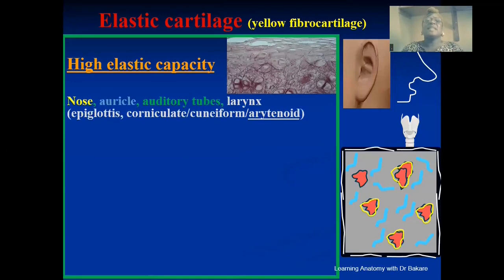So elastic cartilages are found in the nose, if you look at this image here, you have it in the nose around this region. You have it in the auricle or the pinna or the external ear that is heralded here in green. You also have it in the larynx that is heralded here in red.